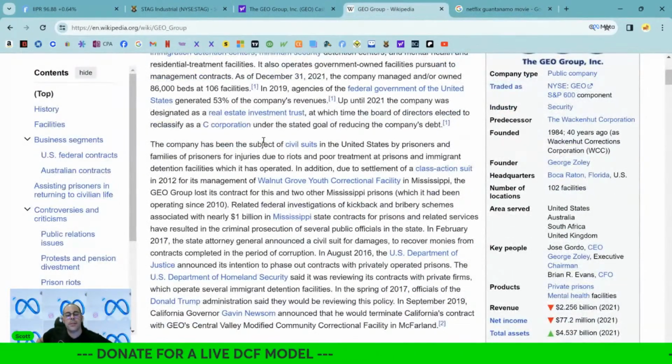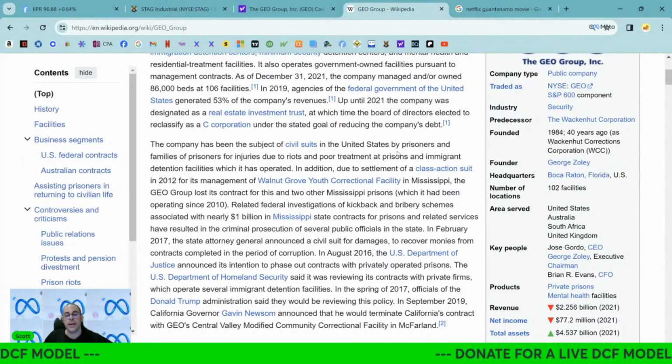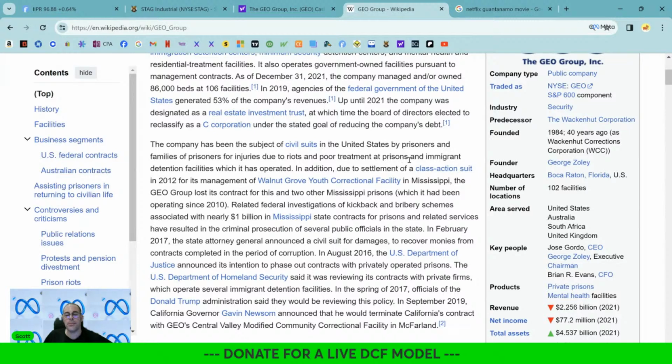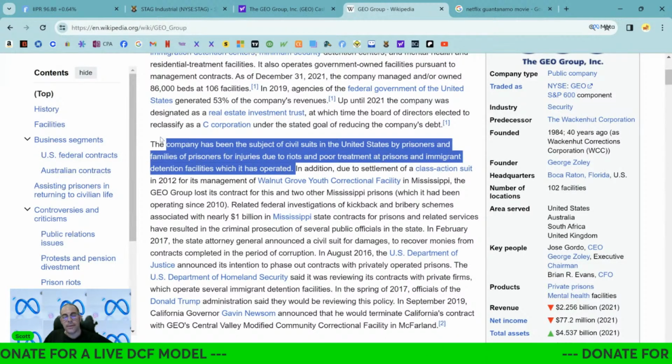The company has been the subject. This is back to Geo. Subject of civil suits in the U.S. by prisoners and families of prisoners for injuries due to riots and poor treatment of prisons and immigration facilities. That's a thing they have to deal with.